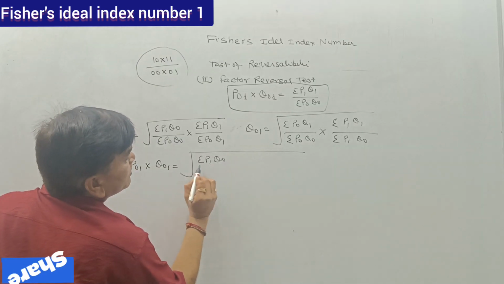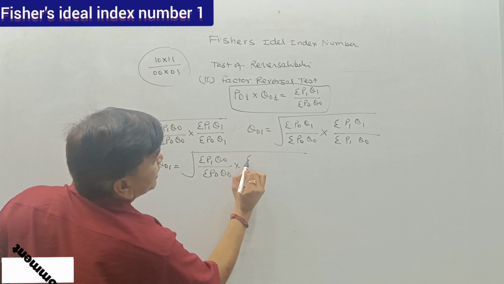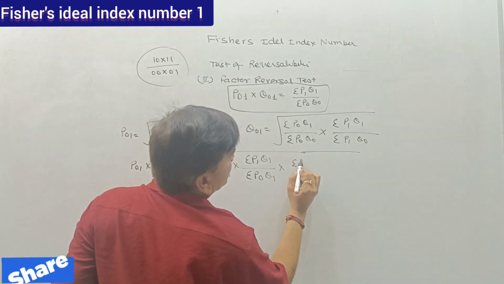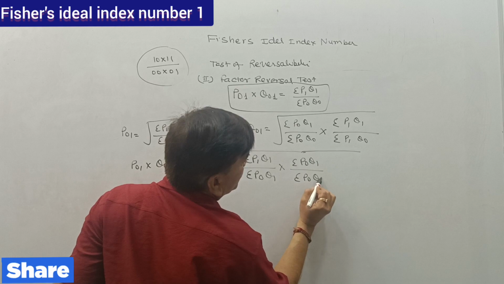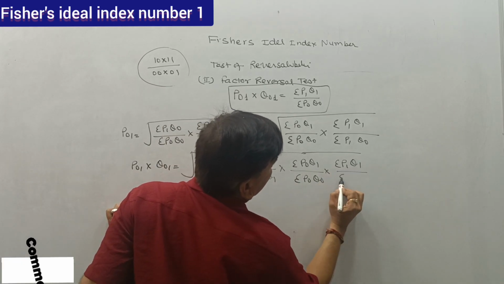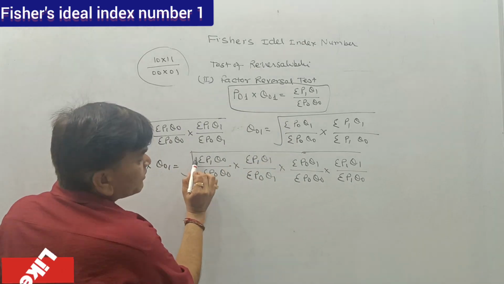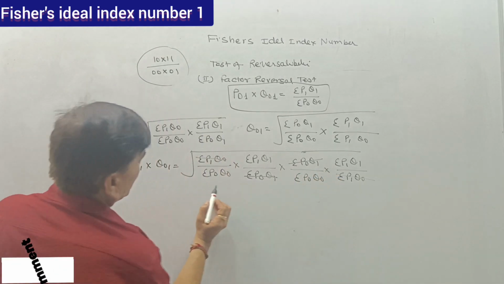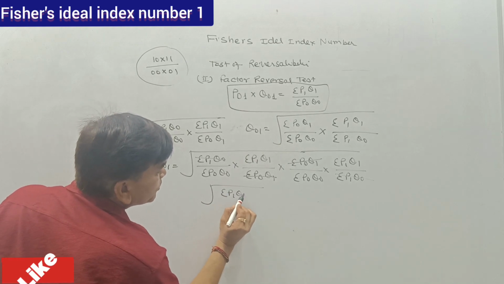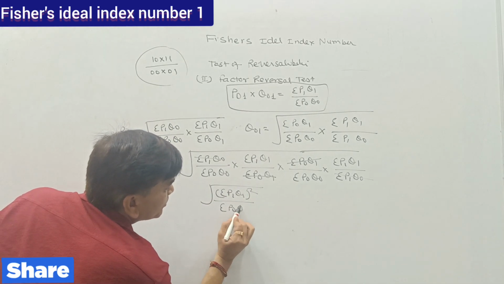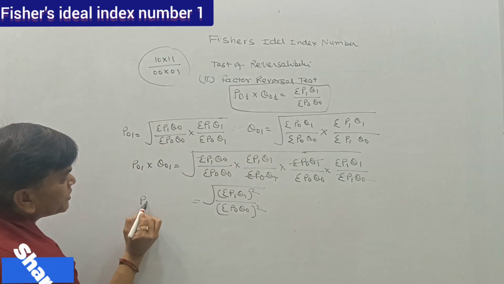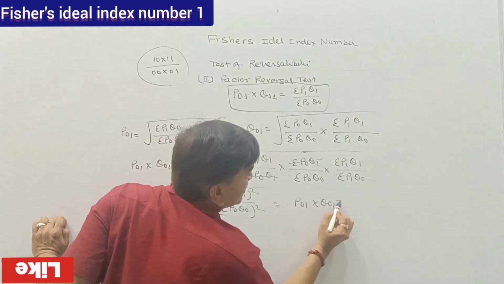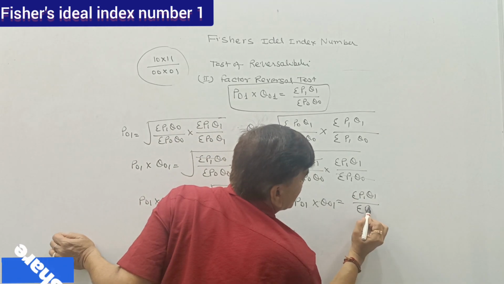sigma P1 Q0 divided by sigma P0 Q0, multiplied by sigma P1 Q1 divided by sigma P0 Q1. Multiply this value, sigma P0 Q1 divided by sigma P0 Q0, sigma P1 Q1 divided by sigma P1 Q0. Sigma P1 Q0 upside, sigma P1 Q0 downside. Sigma P0 Q1 down, sigma P0 Q1 up. So there will be sigma P1 Q1 raised to power 2 divided by sigma P0 Q0 raised to power 2. So that will be P01 and Q01, both are square. So we can write P01 into Q01, that is sigma P1 Q1 divided by sigma P0 Q0.